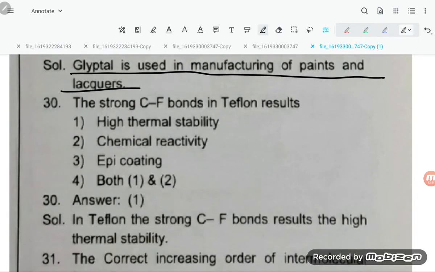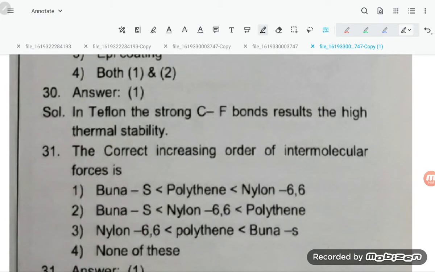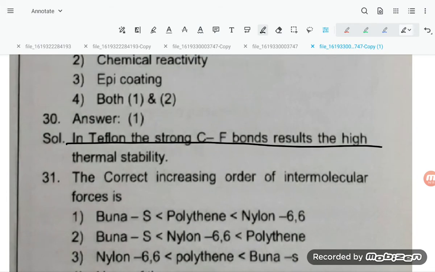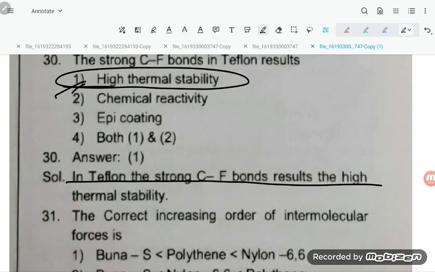The strong C-F bond in Teflon results in what? High thermal stability. The strong C-F bond in Teflon results in high thermal stability. So our required answer is option number 1.